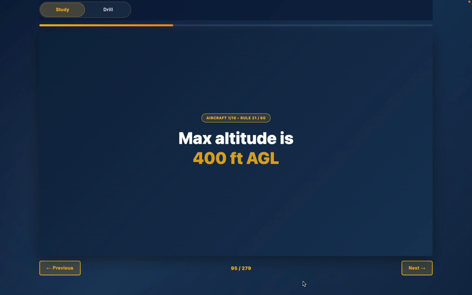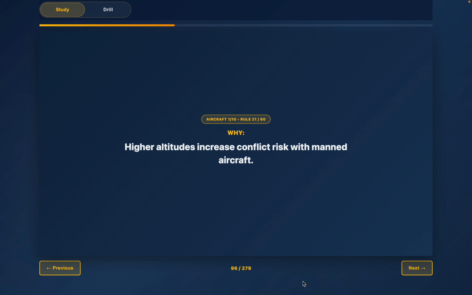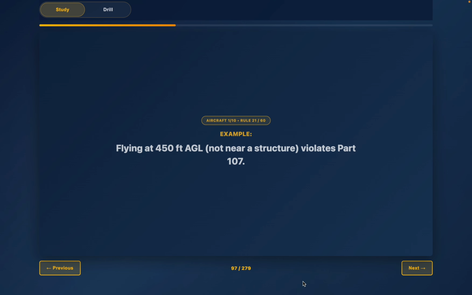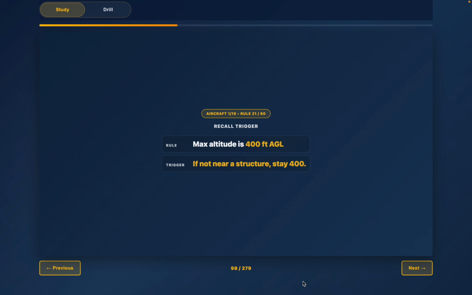Okay, starting off with Rule 21. Altitude exists to separate drones from manned aircraft. Under Part 107, your vertical limit is not flexible unless a structure exception applies. Here's why that matters. The higher you fly, the more chances you have to encounter manned aircraft. Here's an example. Flying at 450 AGL in open airspace with no structure nearby is a violation. Trigger phrase: if not near a structure, stay 400. First rule out of the way, that lets us get into drill mode.